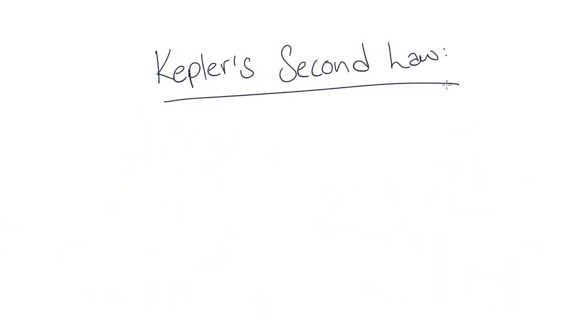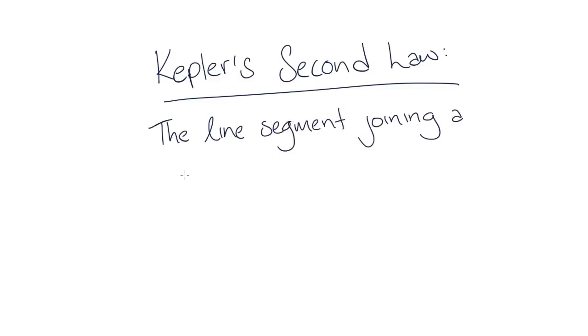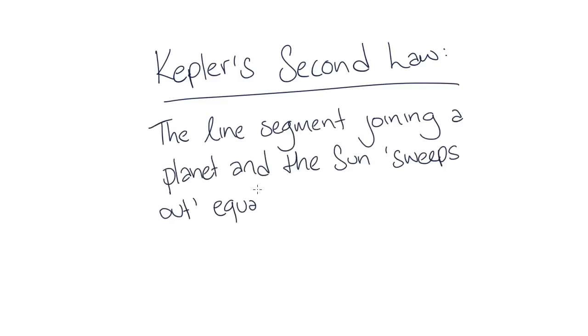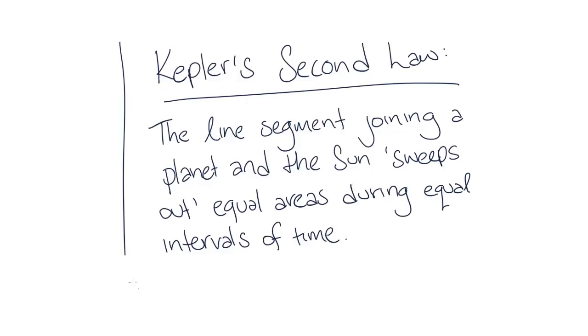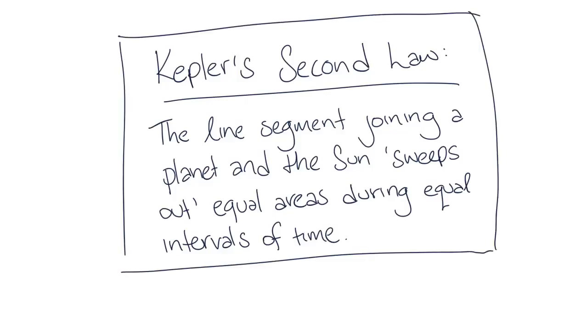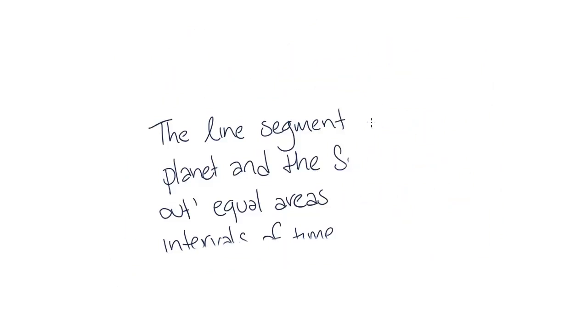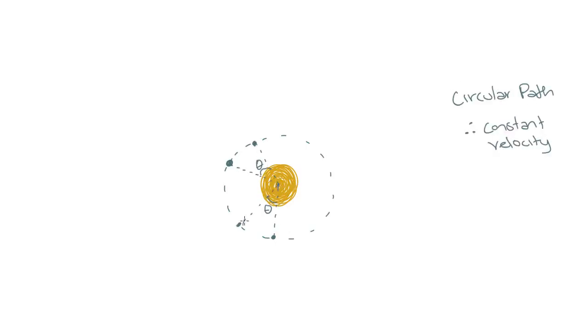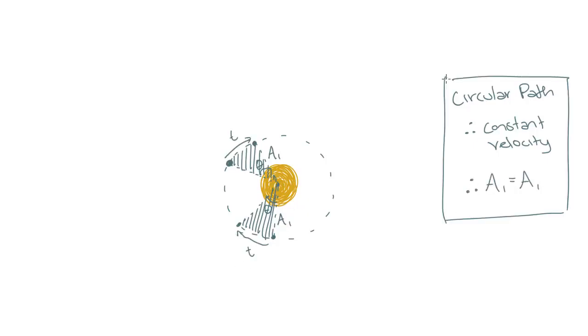Kepler's second law tells us the line segment joining a planet and the Sun sweeps out equal areas during equal intervals of time. So let's draw a diagram of a circular path. For a circular path, we immediately know from our understanding of uniform circular motion that the planet will travel at a constant speed, and therefore for the same interval of time a planet will sweep out equal areas.